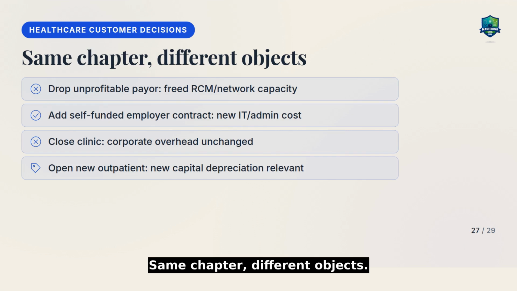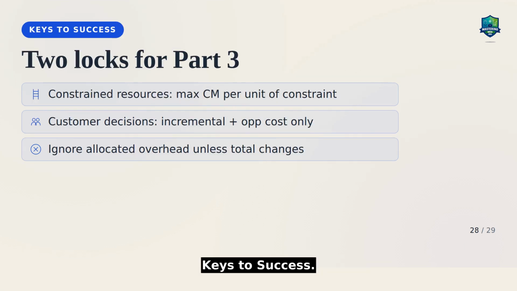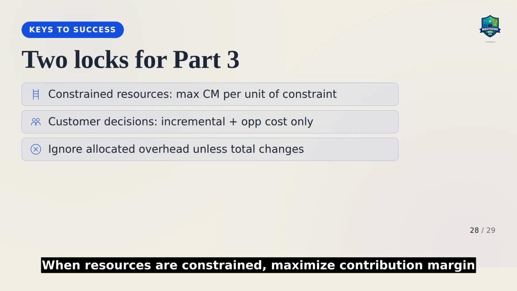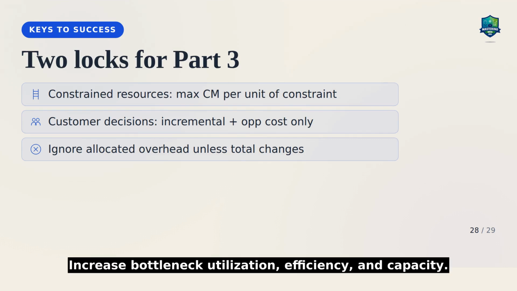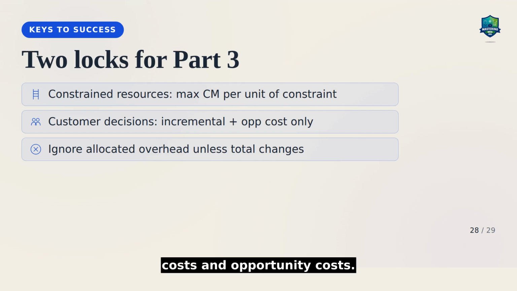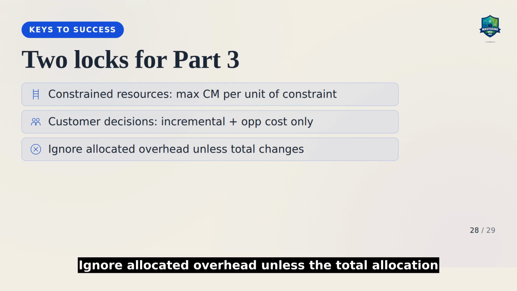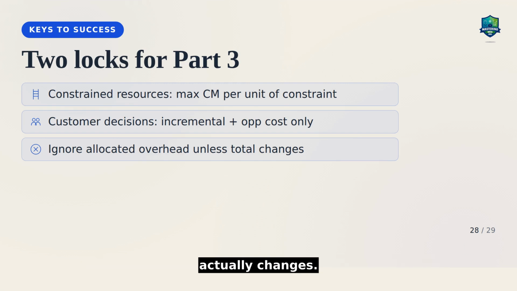Same chapter, different objects. Keys to success. When resources are constrained, maximize contribution margin per unit of the constraint, not per unit of product. Increase bottleneck utilization, efficiency, and capacity. For customer level decisions, focus on incremental costs and opportunity costs. Ignore allocated overhead unless the total allocation actually changes.